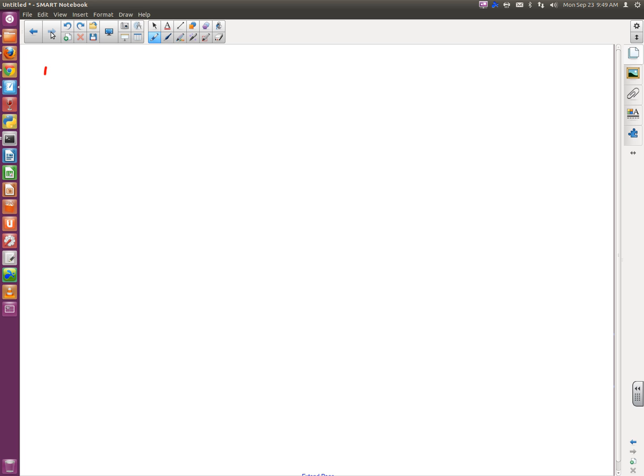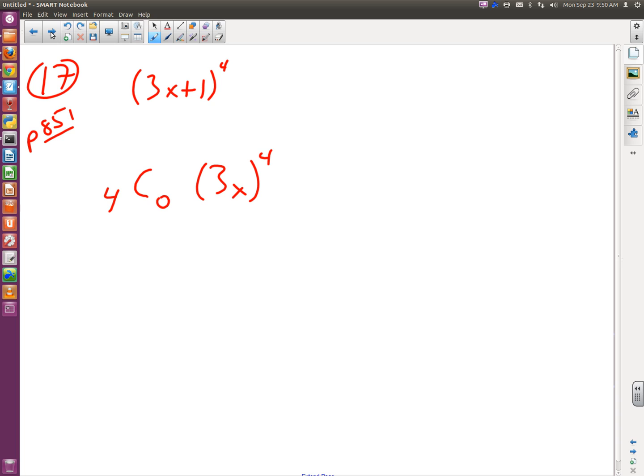All right, look. This is 17 on page 851. What is 3x plus 1 to the fourth? Okay. Now, here's the pattern, okay? Let's see if we can figure out this pattern. It's 4c0. Expansion theorem, you did this last year. Plus, what's the next term then? Plus what? 4c1 times 3x to the third times 1 to the first.